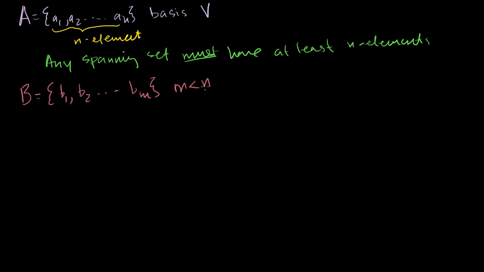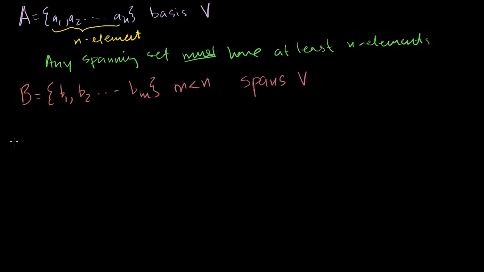And let's say that B spans V. You come to me one day and you say, look, I found you this set of vectors right here. And not only does it have fewer elements than A, but it spans V. And I look at you very suspiciously because I always thought that this statement was true. So we start a little bit of a thought experiment. And I say, OK, you claim that your set spans V, so let's do something.